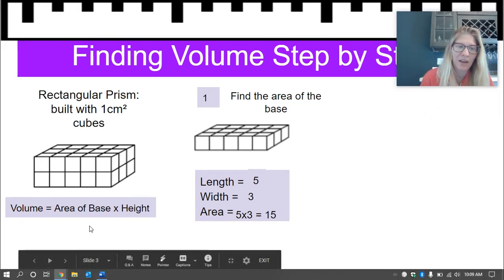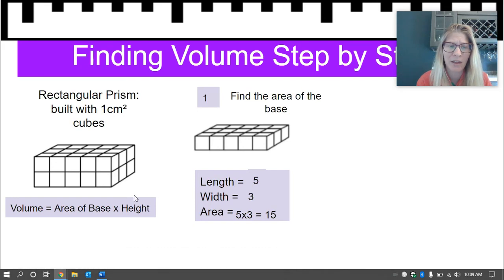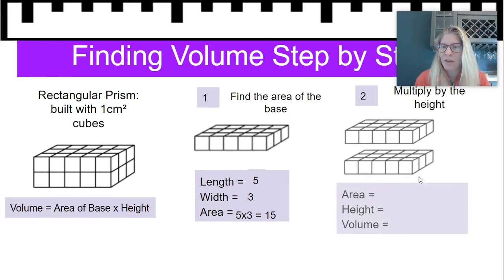Now that you have the area, the first part of the formula, you just need to find the height. And maybe you already know. You can look at this prism and think, okay, what's the height? How many cubes is making up the height? So I really like this picture because it shows you the 2 layers really clearly. There are 2 layers of this base. So that means the height is 2.